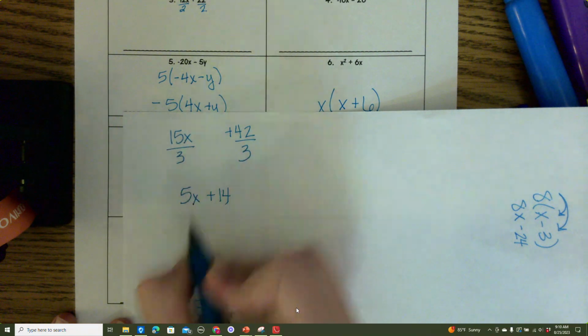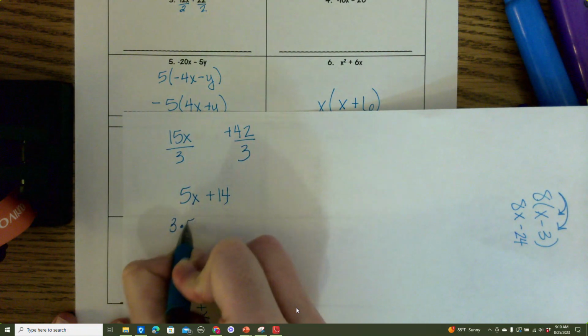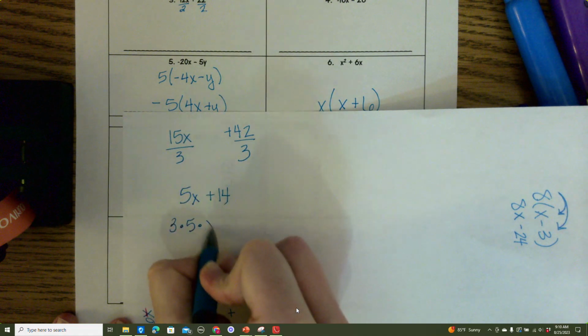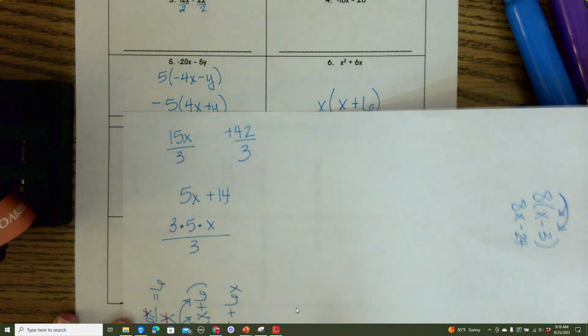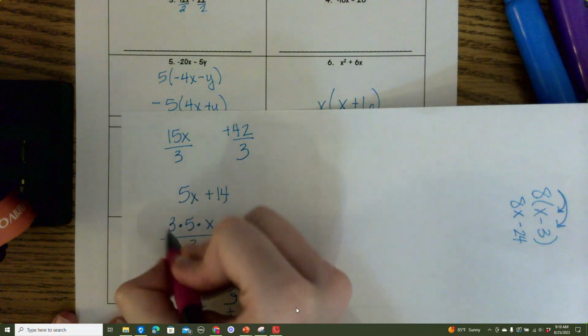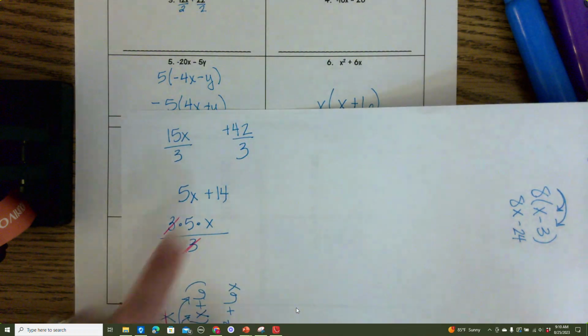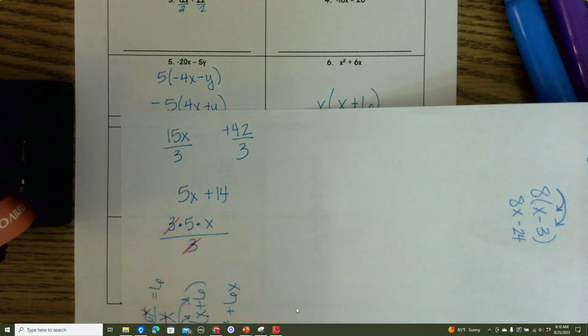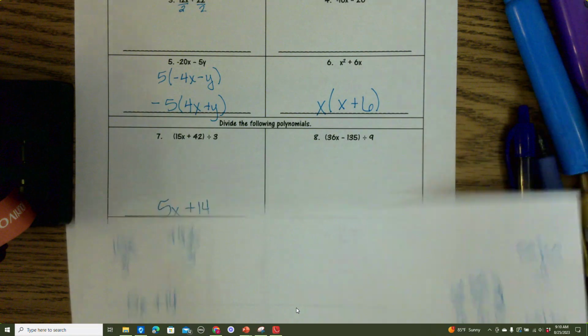So I know that 15 is the same as 3 times 5, and then we've got that x, and I'm dividing by 3, and I can go through the process of elimination and canceling, and I have that 5x left over. So you can do it that way as well with the division.